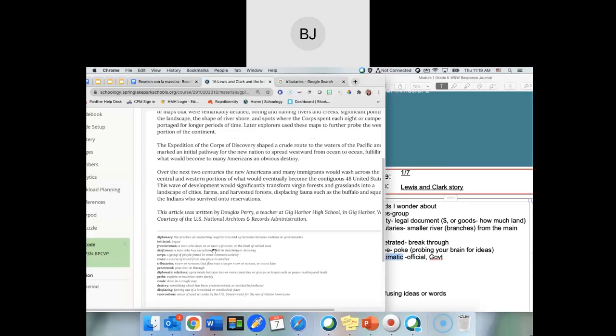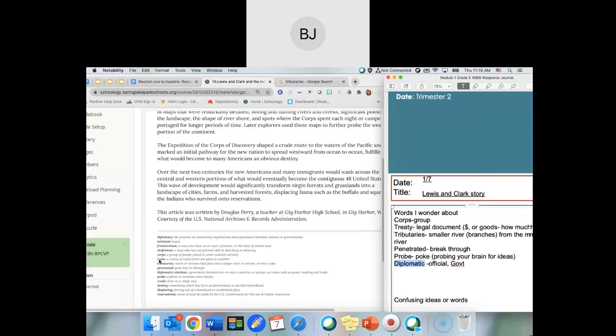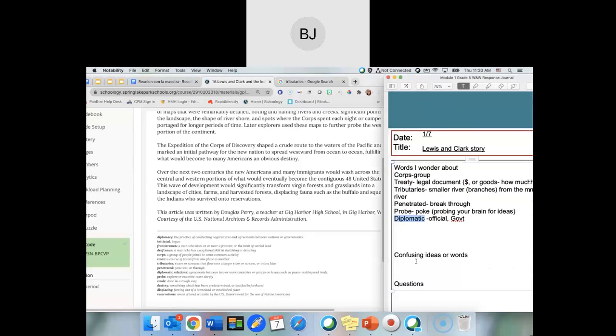Ooh, there's some of these words down below. Oh, you guys are so smart. So here's some more. Diplomacy, the practice of conducting negotiations between governments. Initiated, began. Frontiersman, somebody who lives on that settled land, so somebody who explores. Draftsman is somebody who has a really good skill in sketching or drawing. Corps, a group of people joined in a common activity, so that's where I wrote kind of a group of people. A route, a course of travel from one place to another.